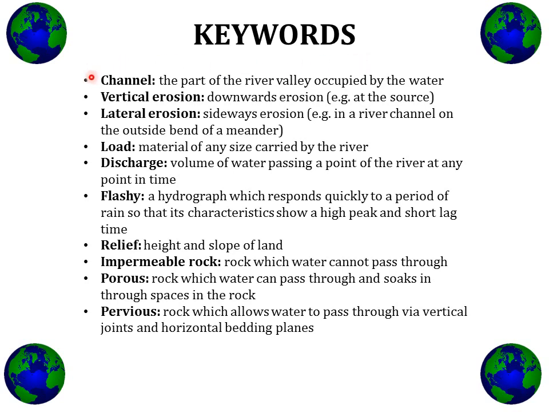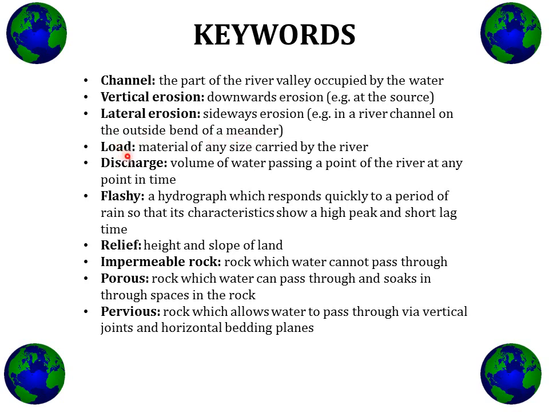So firstly, there's the channel, which is the part of the river valley occupied by the water. There's vertical erosion, which is downwards erosion, and I'll go into more depth throughout the video about vertical erosion, and it's mainly dominant at the source. Then there's lateral erosion, which is sideways erosion, and again I'll go into more depth throughout the video, but it's mainly dominant in a river channel on the outside bend of a meander.